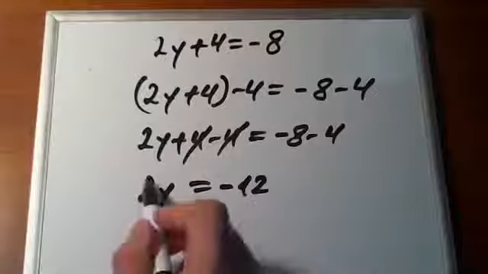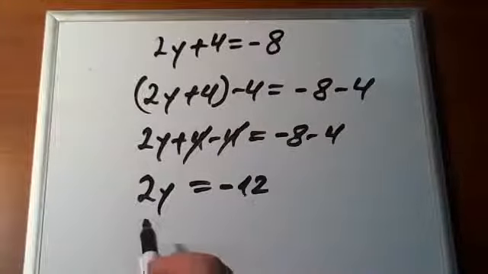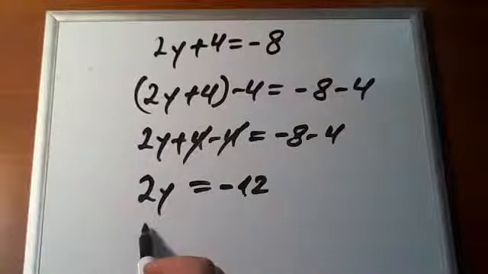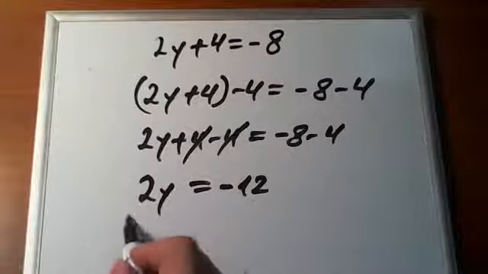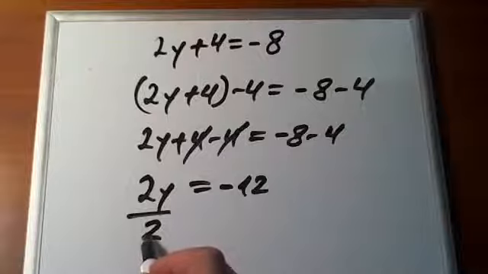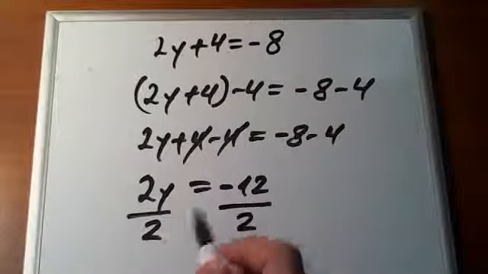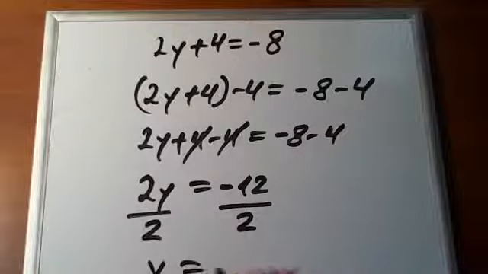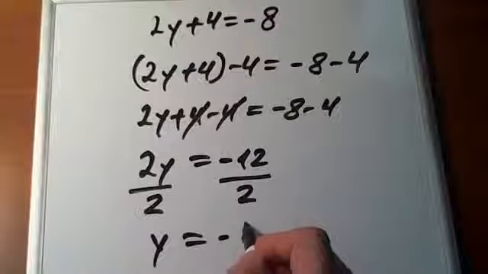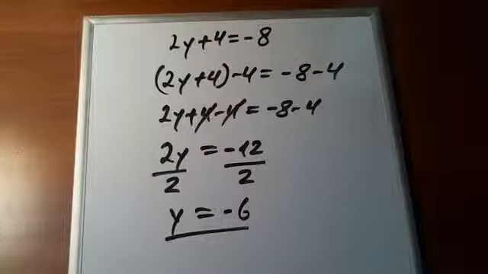Now, 2y is equal to minus 12, but we need to find what y is equal to. In order to do that, we can divide 2y by 2, and we'll have y. We also have to divide minus 12 by 2. We'll have y is equal to minus 6. y is equal to minus 6 is a solution to our linear equation.